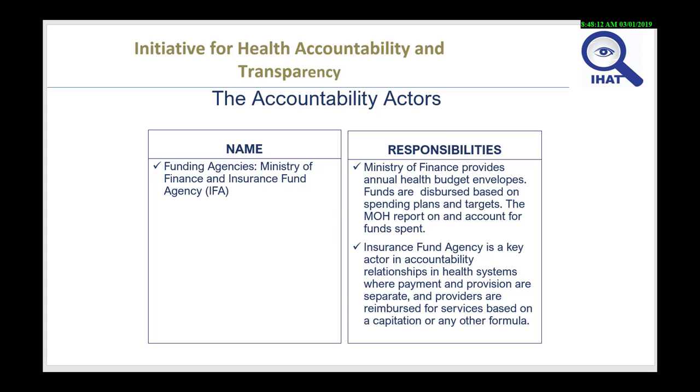We must not forget the Insurance Fund Agency as a key actor in accountability relations in the health system, particularly where payment and provision are separate, and providers are reimbursed for services based on capitation or any other formula. The National Health Insurance Scheme and the state health insurance schemes are very key with respect to this particular group.